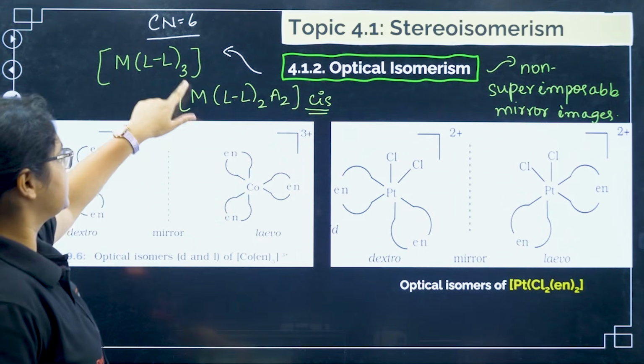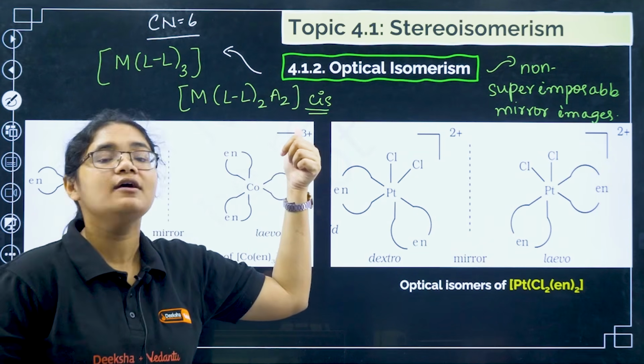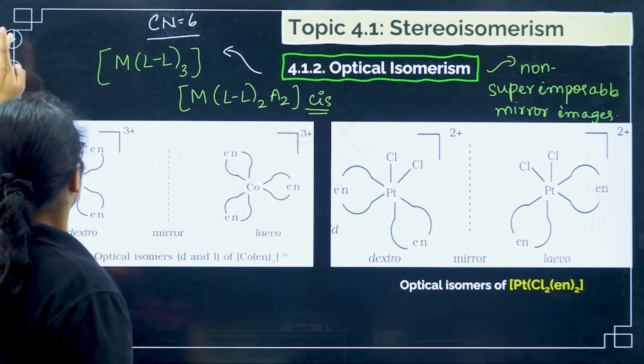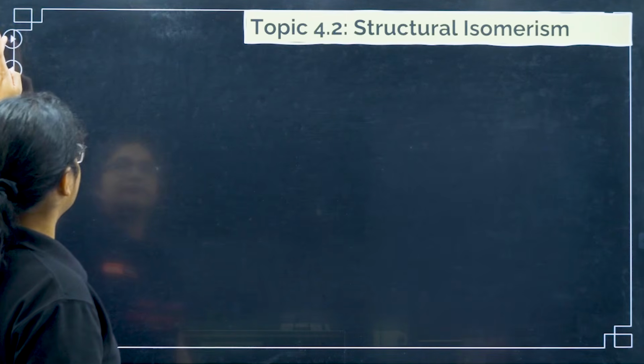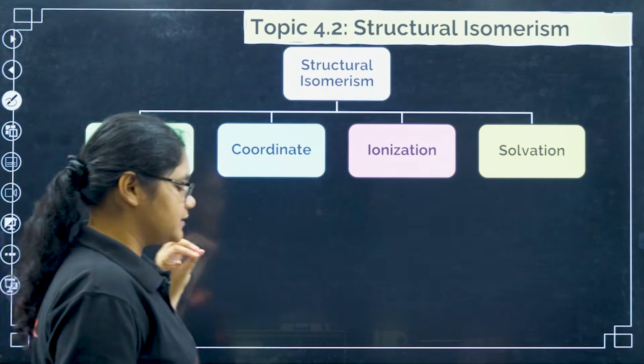So in optical isomerism, you need to check these two types of compounds. If they are following these formulas, then definitely they will show optical isomerism. Okay. So with this, we have completed stereoisomerism. Let's see the structural isomerism. Structural isomerism is very easy.